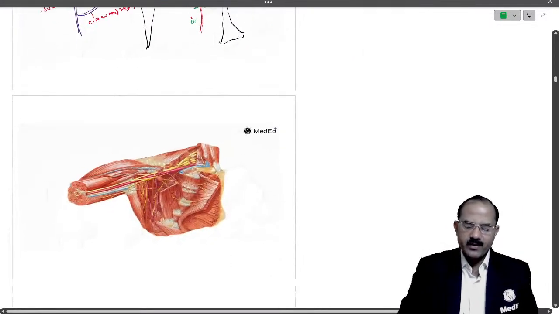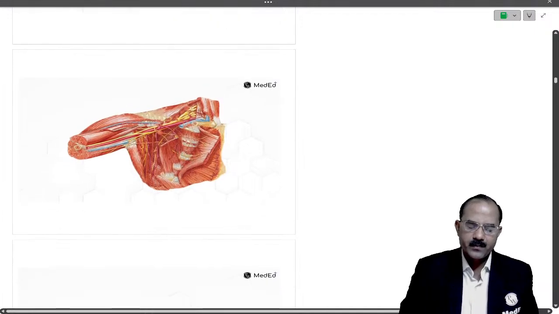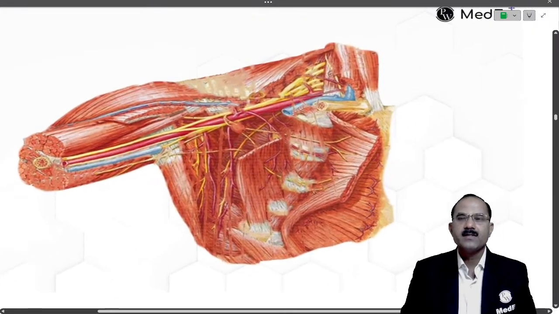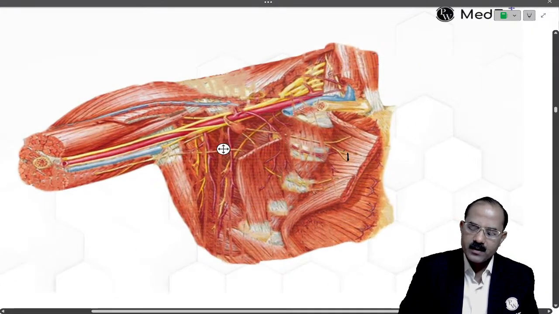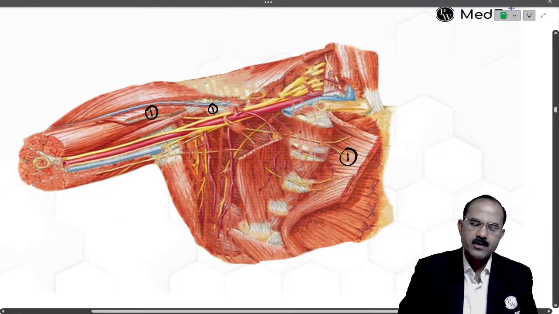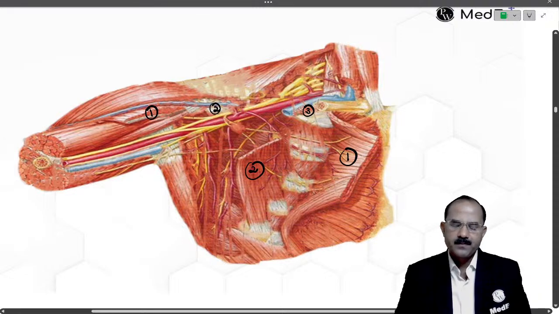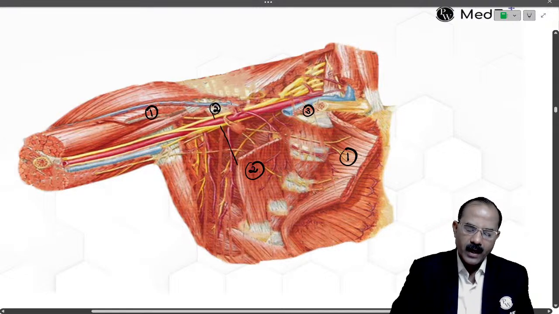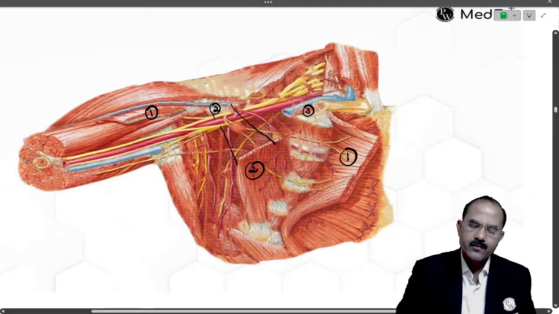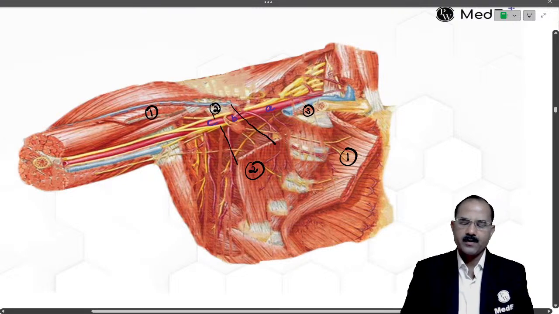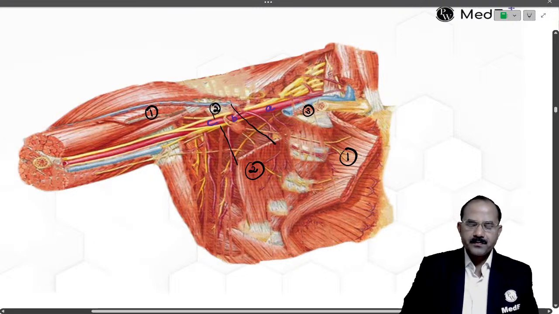Very good. Okay, we can quickly identify these muscles. This number one is the pectoralis major, which is cut here. This number 2 is the pectoralis minor, which is cut here. And this number 3 is the subclavius muscle. So that's the second part of the axillary artery. This is the first part, second part, third part. Clear?